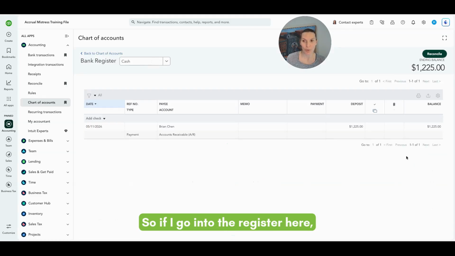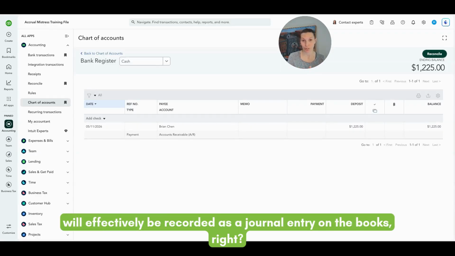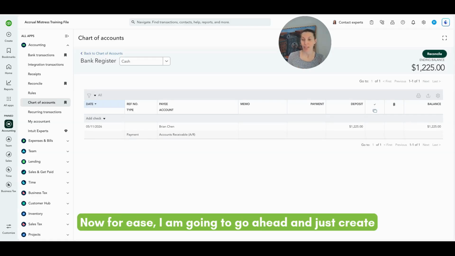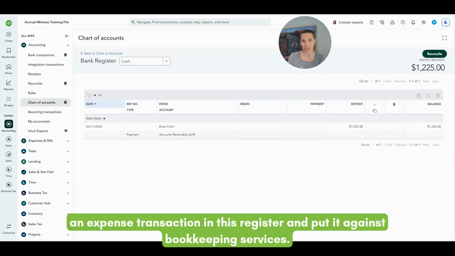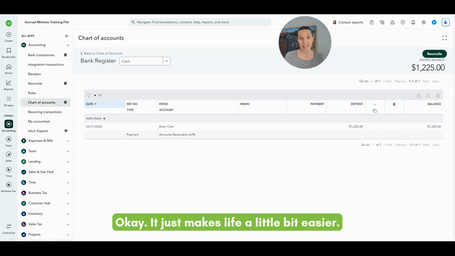So if I go into the register here, I have a couple options. Either I can record an expense basically going out of this account for this amount, which will effectively be recorded as a journal entry on the books, right? Or I can actually create a journal entry. Now, for ease, I am going to go ahead and just create an expense transaction in this register and put it against bookkeeping services, because then I don't have to worry about whether or not I am debiting or crediting the correct account. Okay, it just makes life a little bit easier.